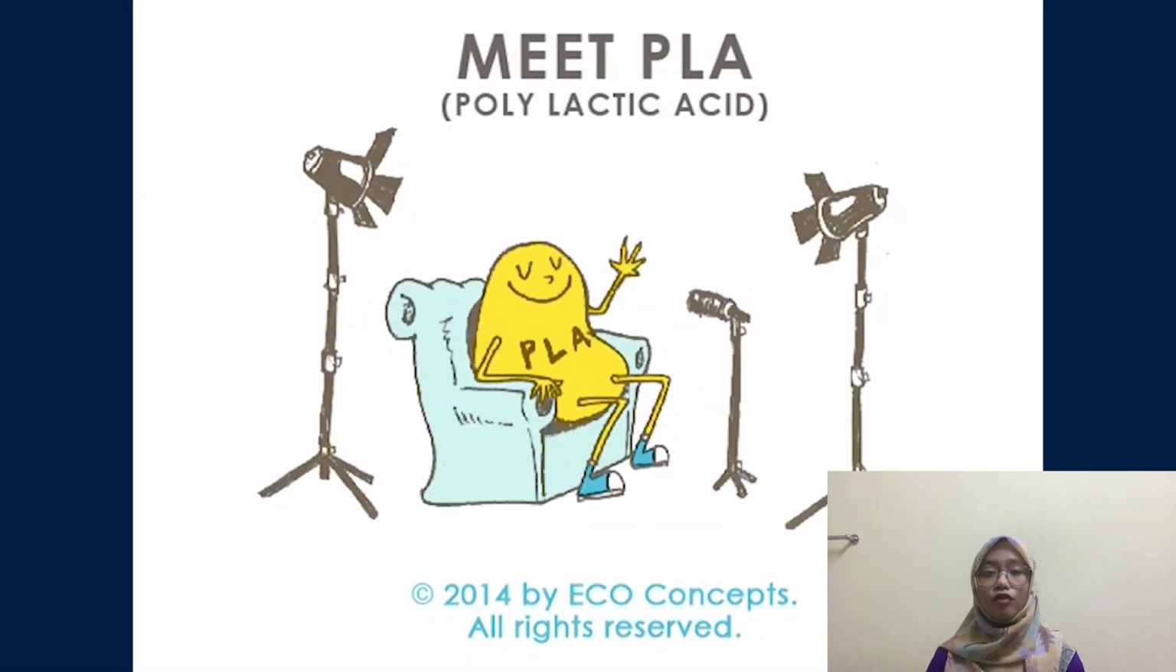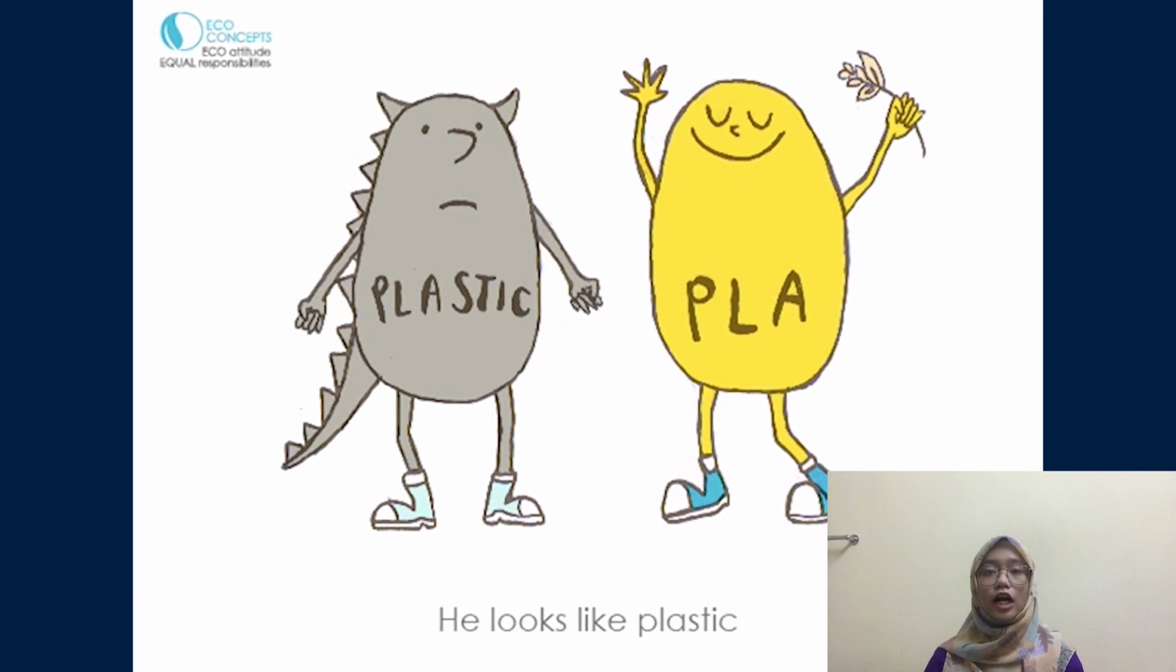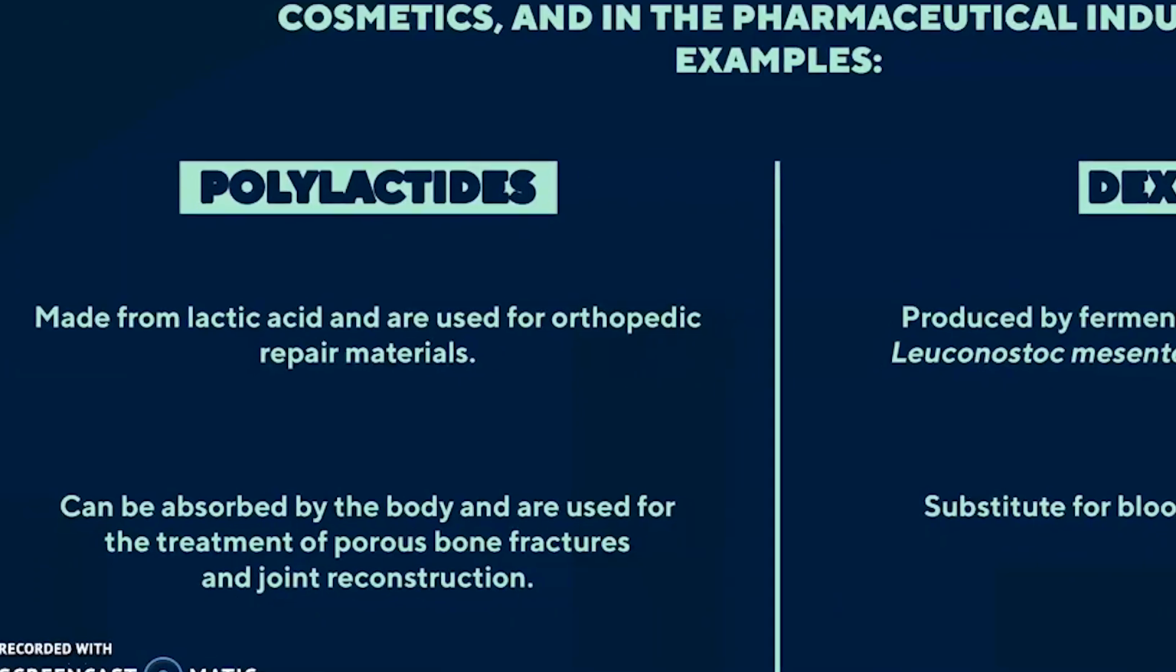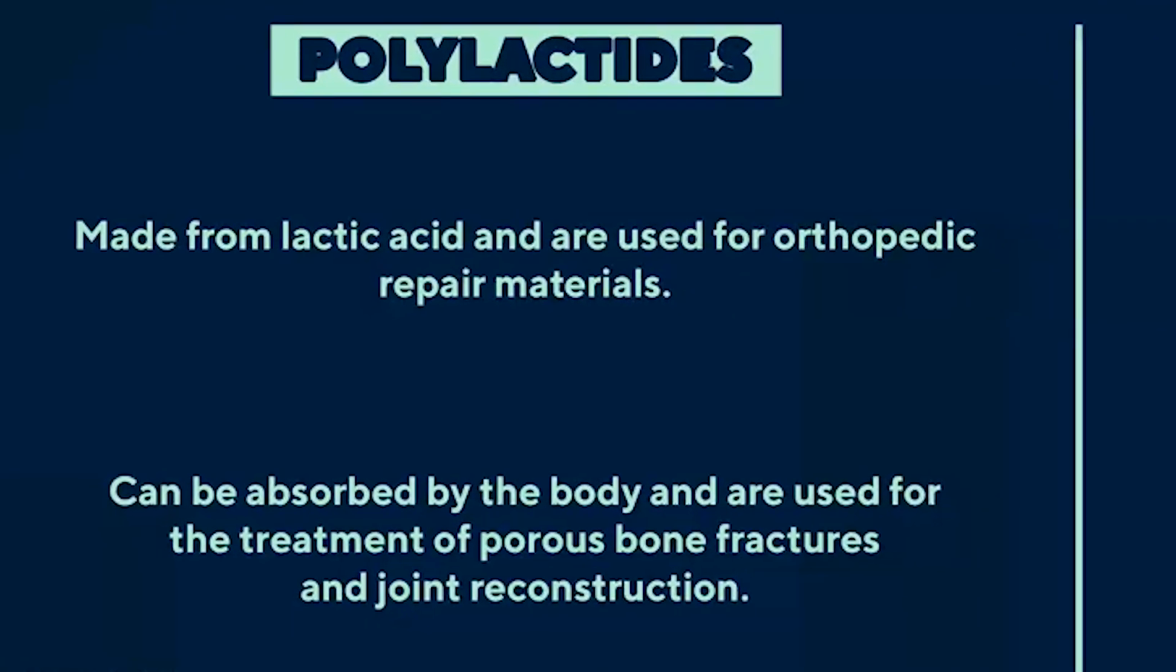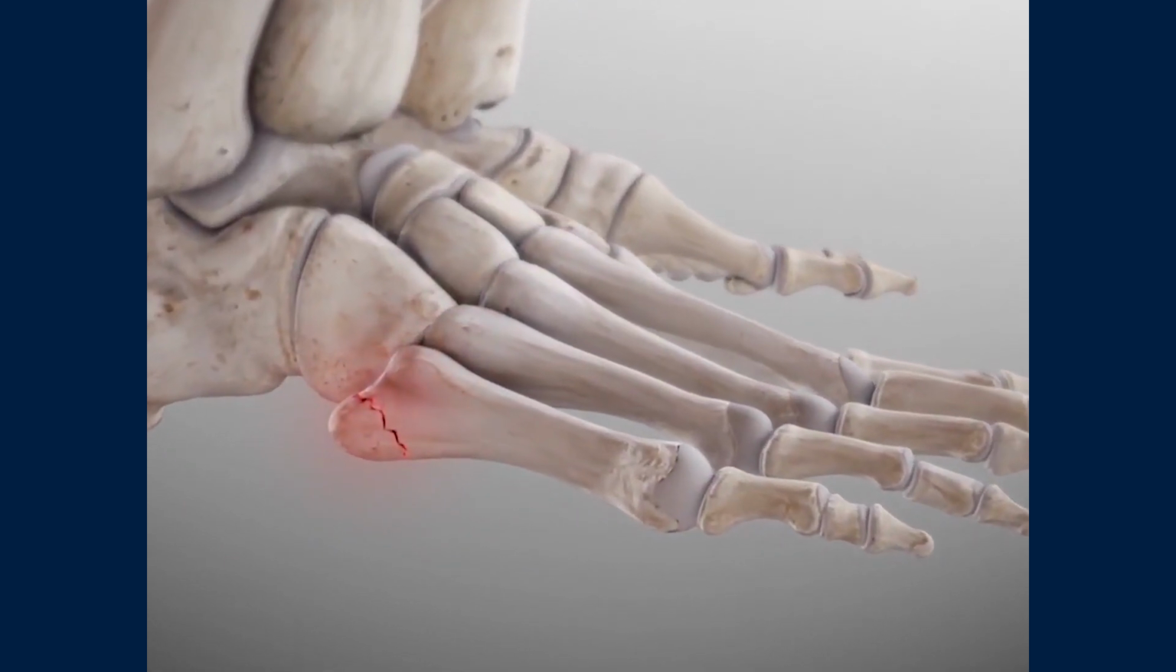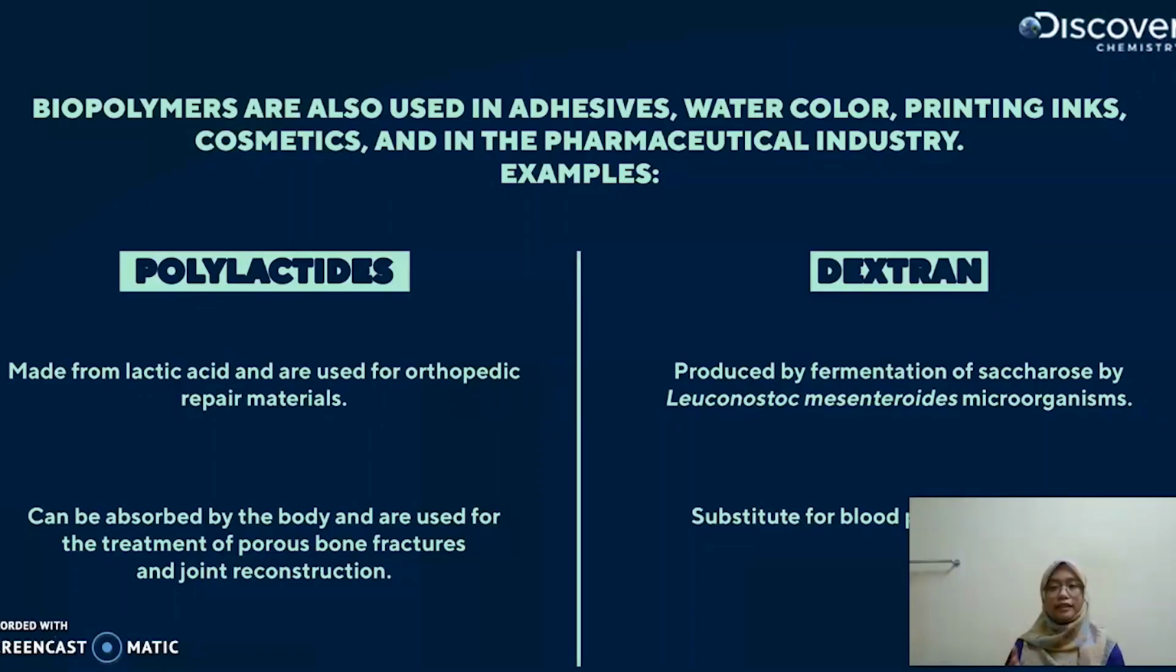Polylactides are made from lactic acid and are used for orthopedic repair materials. They can also be absorbed by the body and are used for the treatment of porous bone fractures and joint reconstruction. The next is dextran. Dextran is produced by fermentation of saccharose by the microorganism named Leuconostoc mesenteroides. It is a substitute for blood plasma in medicine.